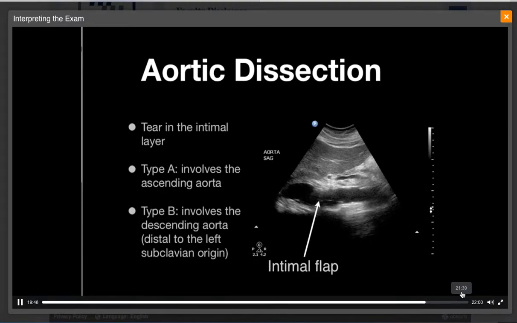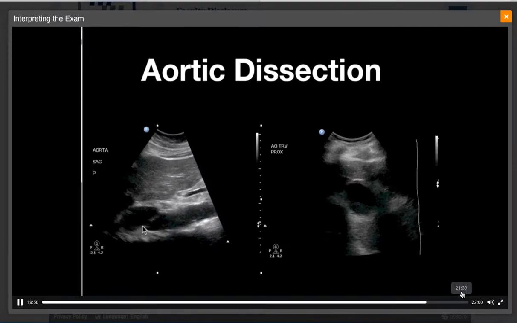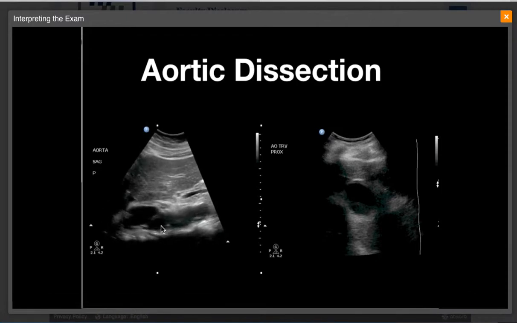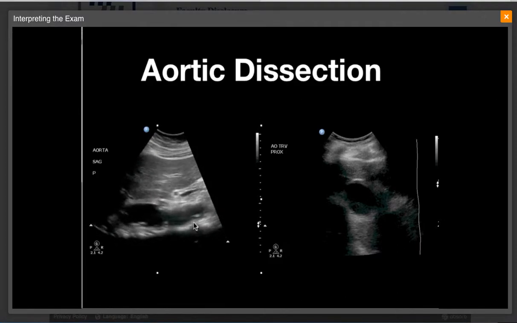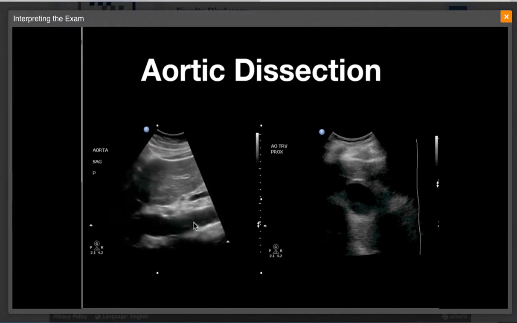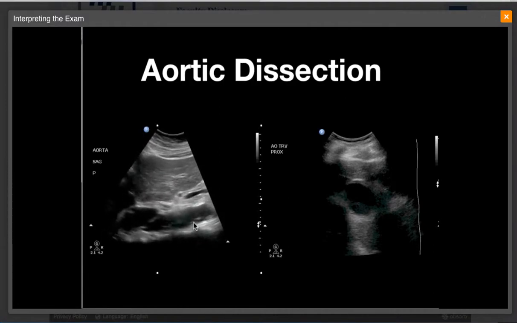Here's another patient who also had a dissection, and you can see on the sagittal view that there's a large intimal flap present in the abdominal aorta. This was a patient with a type B dissection that extended all the way down to the iliacs. Now, it's important to remember that these patients do not have to have an aneurysm present also. They're two totally separate disease entities.